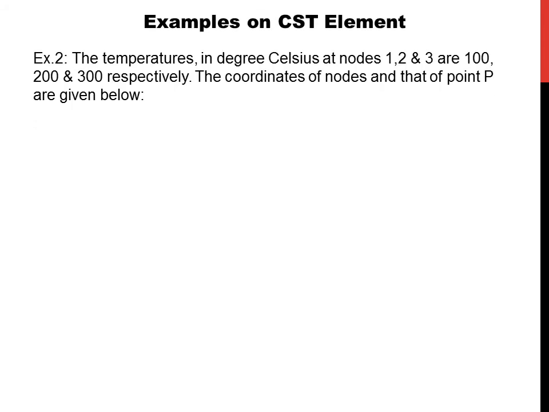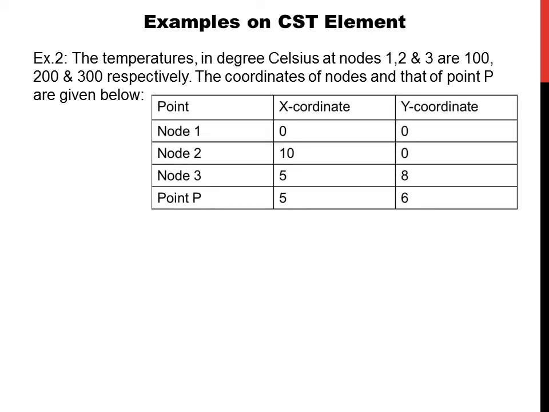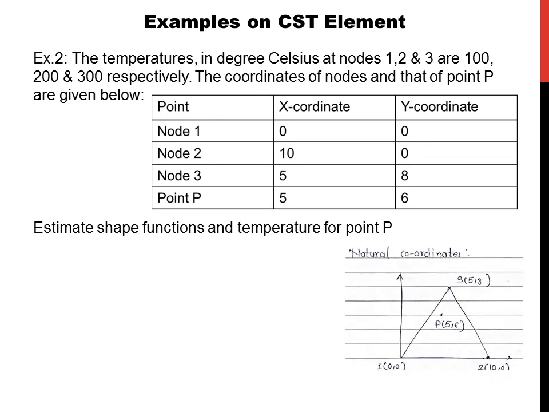Now we will see a numerical on the CST element. Example: the temperatures in degrees Celsius at nodes 1, 2 and 3 are 100, 200 and 300 degrees Celsius respectively, and the coordinates of the nodes of the CST element and of the point P are given below. The x and y coordinates of node 1, node 2 and node 3 are given, and for point P the x and y coordinates are also given. Now estimate the shape functions and the temperature at point P.